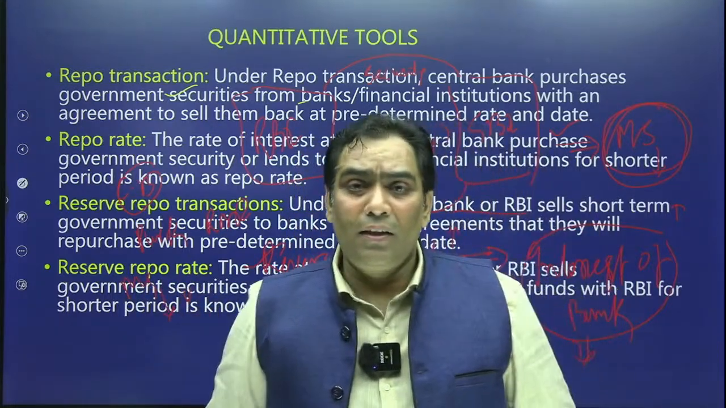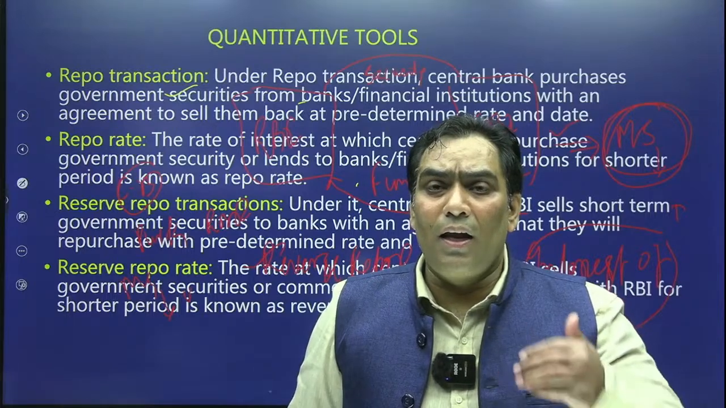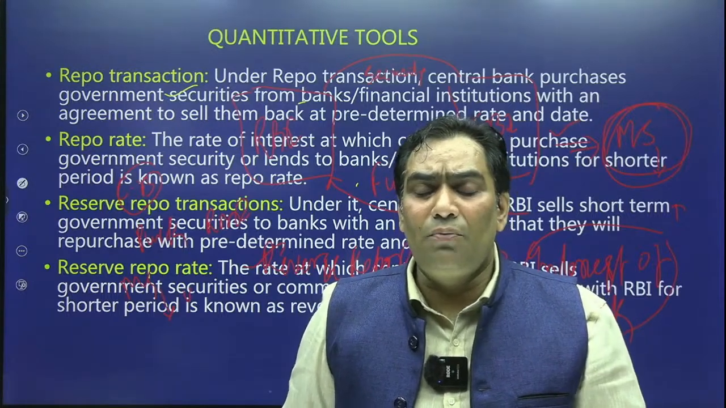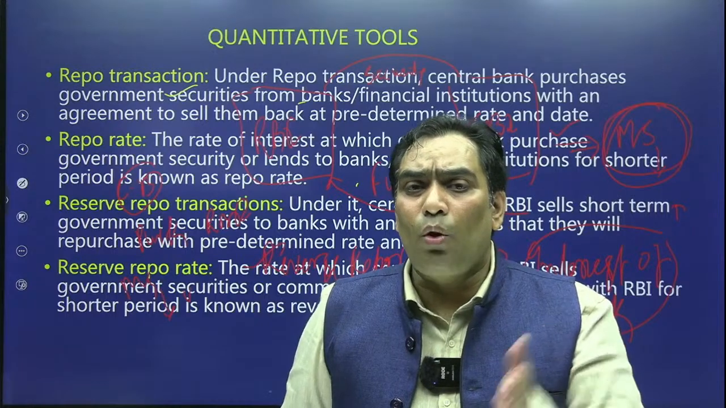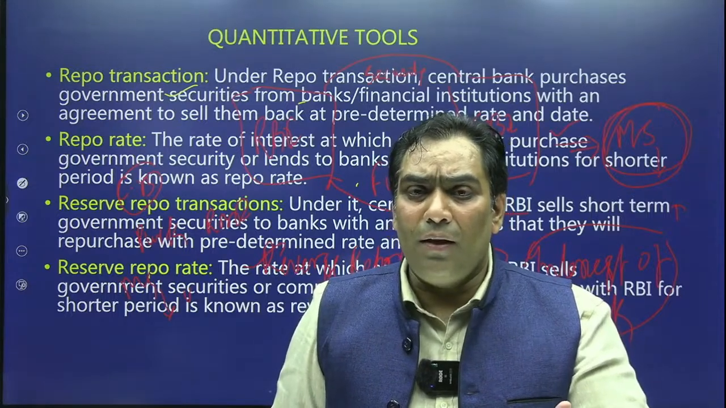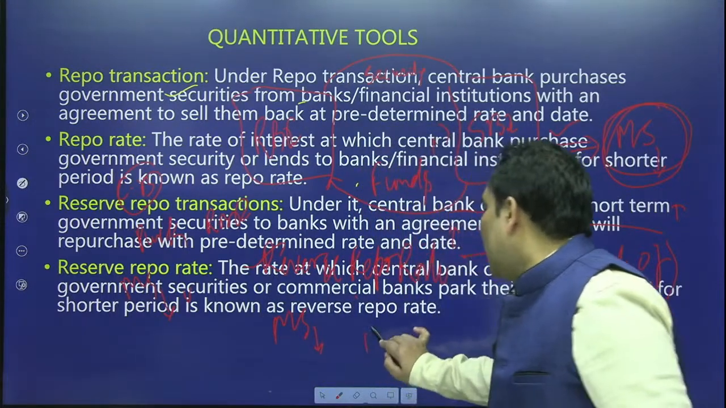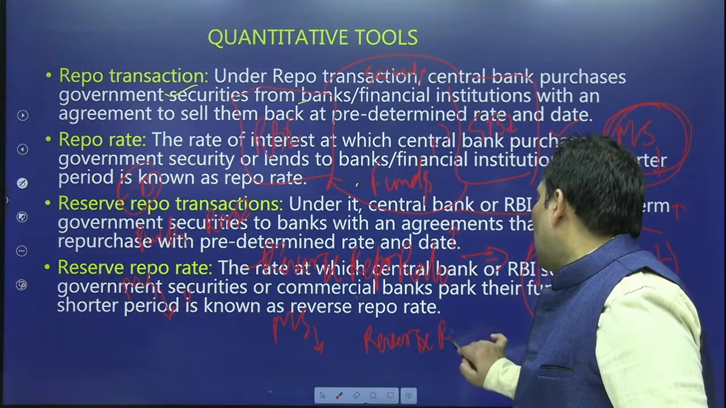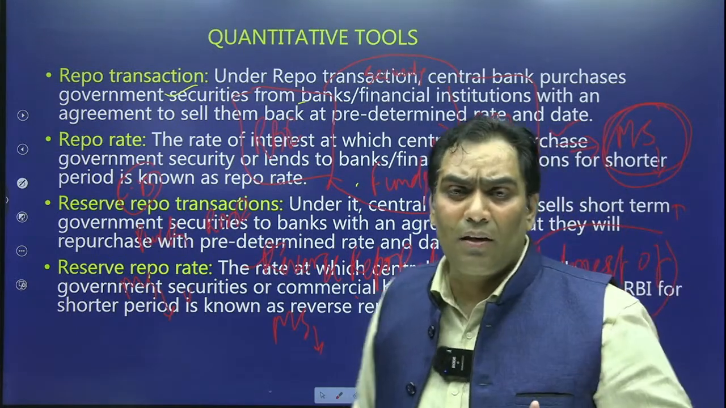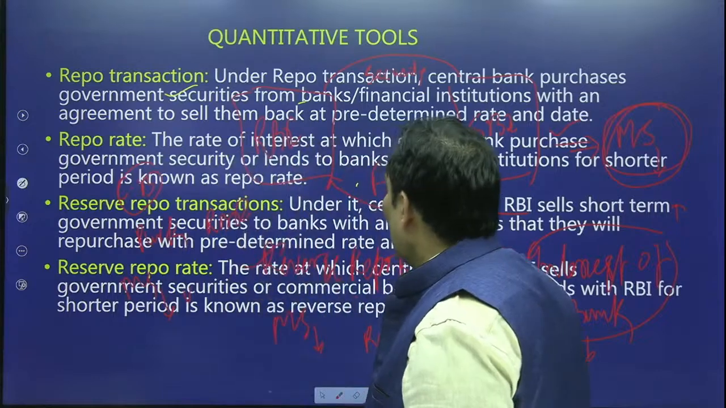So let me summarize. When there is an increase in the reverse repo rate, it will increase the interest rate on parked money of commercial banks. It will motivate the commercial banks to park more money with the RBI. As a result, money supply in the economy will reduce. So when there is an increase in reverse repo rate, money supply reduces. So this is about the quantitative tools.